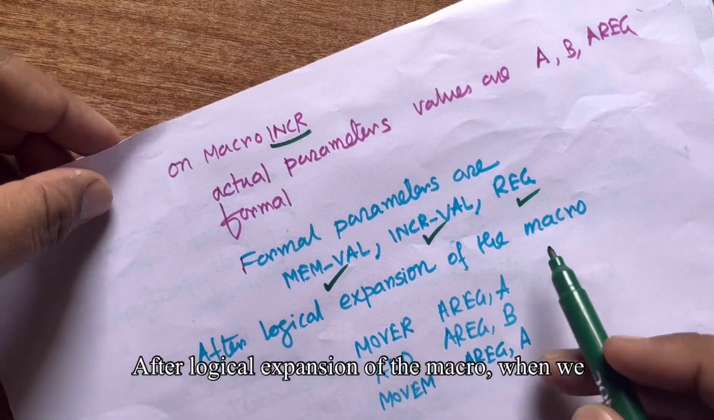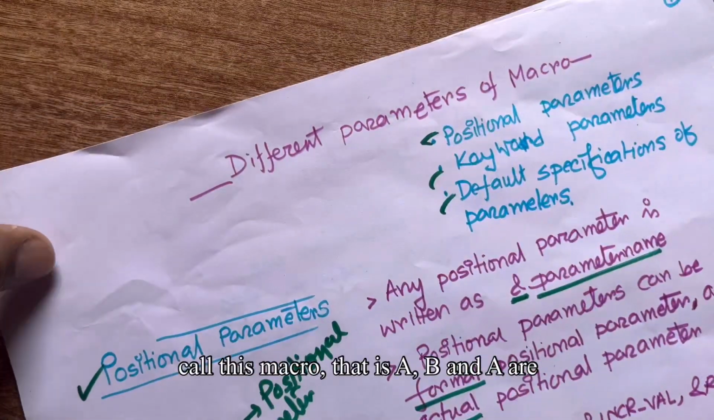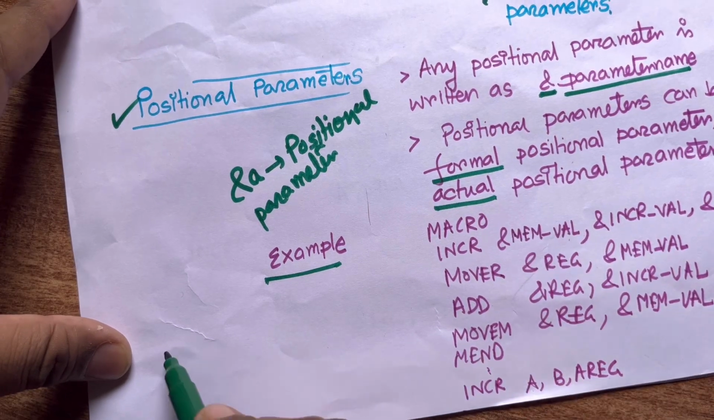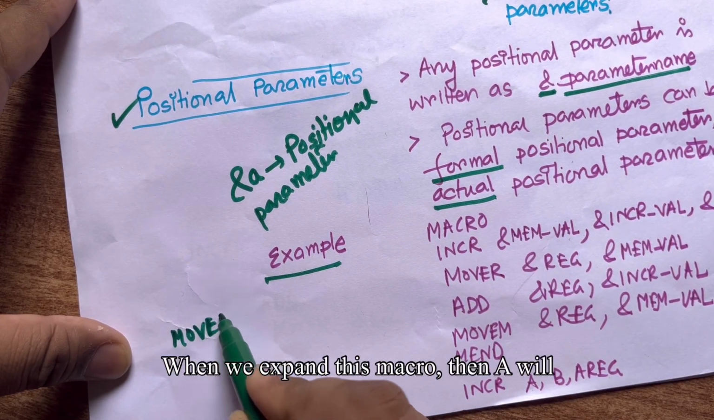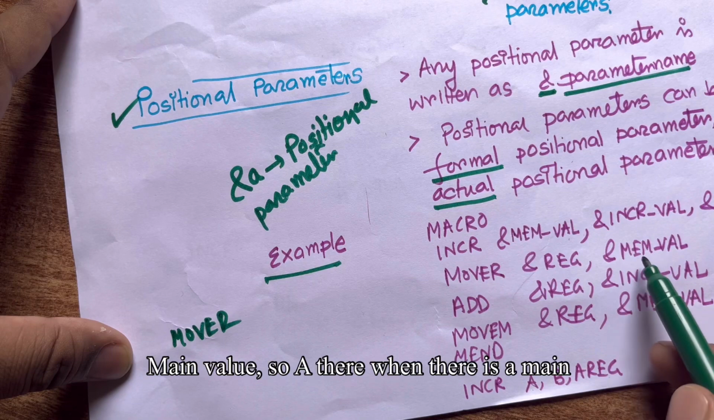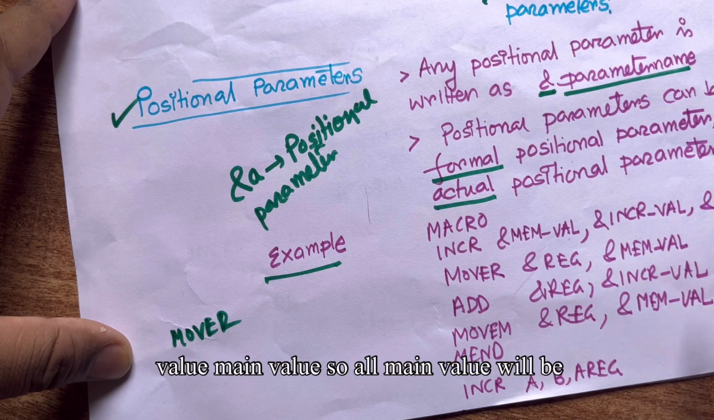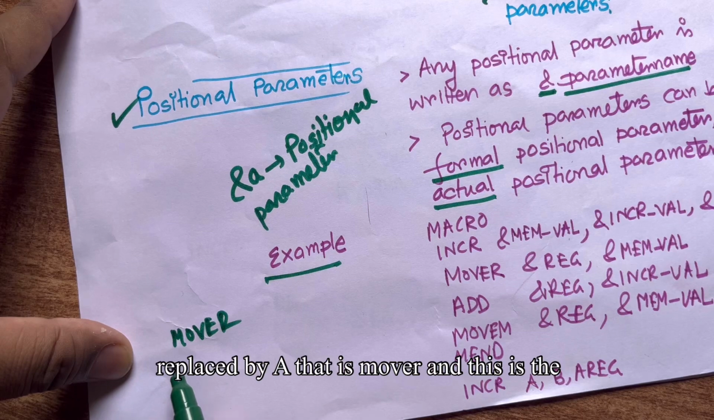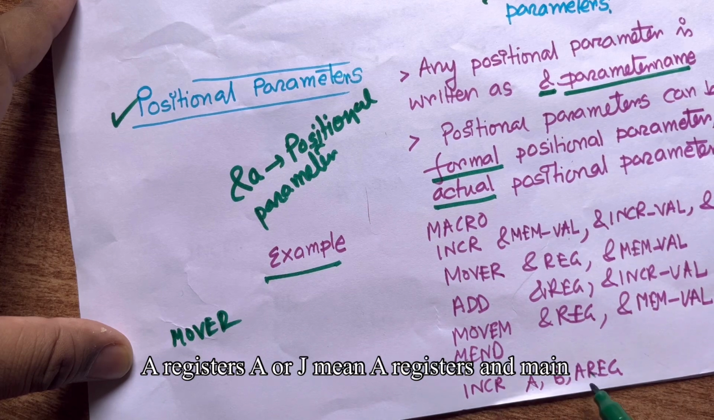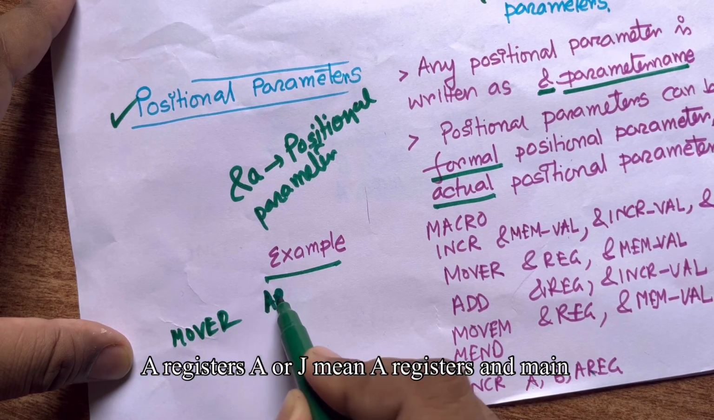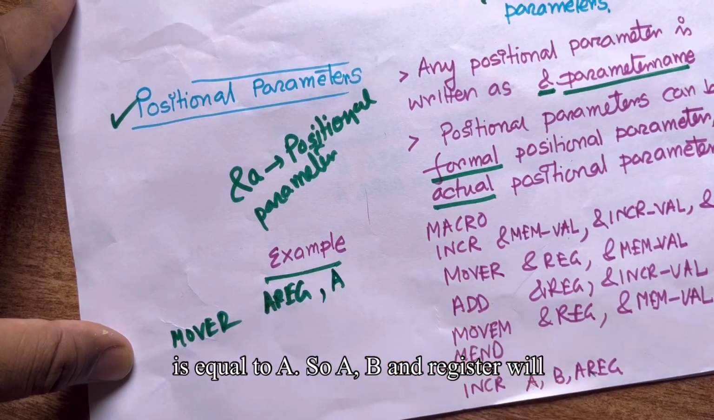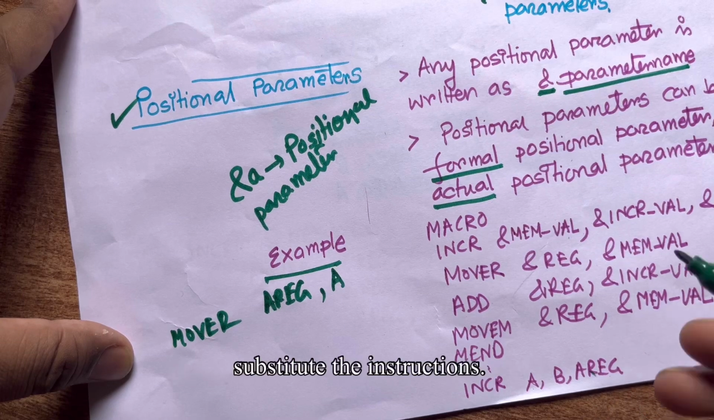And after logical expansion of the macro, when we call this macro, that is A, B, and AREG, then A will transfer to main val. When we expand this macro, A will transfer to the main value. So wherever there is main value, all main value is replaced by A, that is MOVER, and the third positional parameter AREG will replace A register. AREG means A register, and main value means the position of A, that is equal to A. So A, B, and register will substitute the instructions.